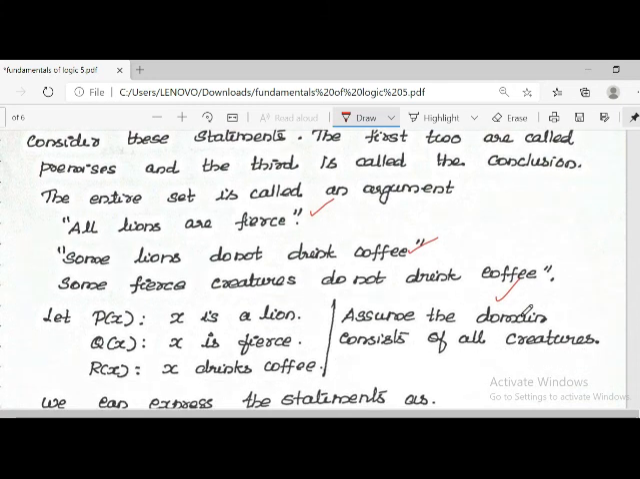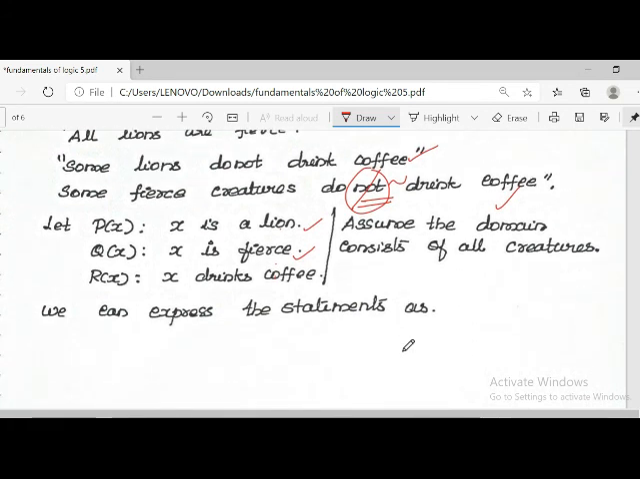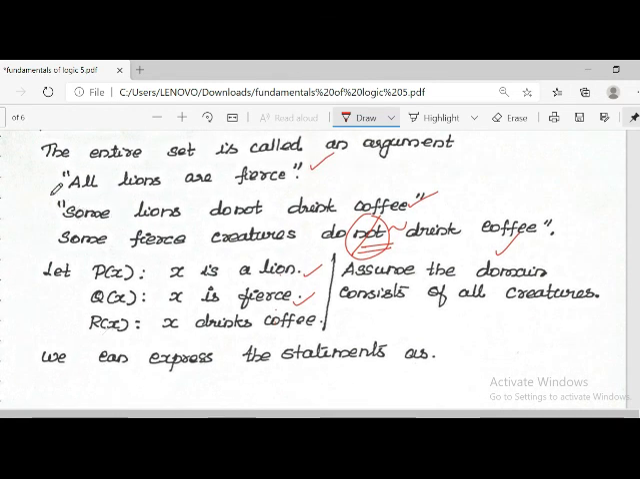So let us take the first three statements. X is a lion, x is fierce, and "not" is a connective word, negation. So remove the connective word and then write the statement: x drinks coffee. So x is a lion, x is fierce, x drinks coffee. Assume that the domain consists of all creatures. Now how can we express the statements? "All" denotes for all. "Some" means there exists.